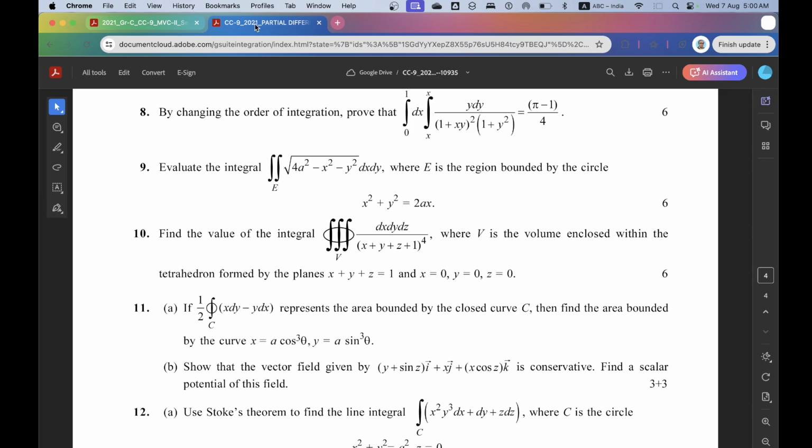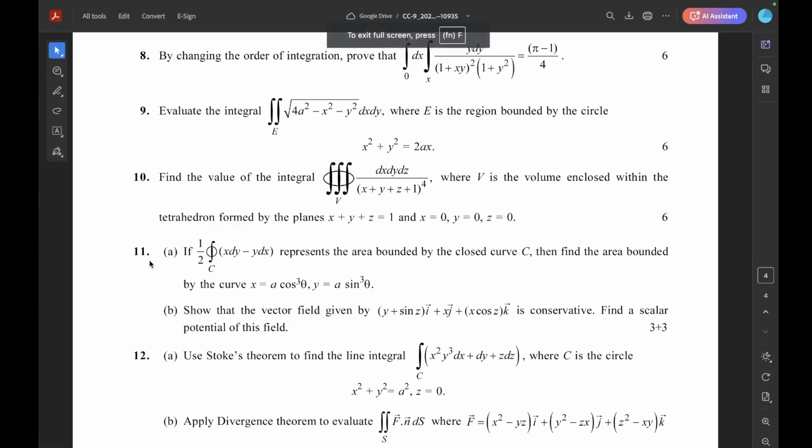Next question, 11a. If half the closed integration over C, where C is a closed curve, of (x dy minus y dx) represents the area bounded by the closed curve C, then find the area bounded by the curve x equal to a cos cube theta and y equal to a sin cube theta.